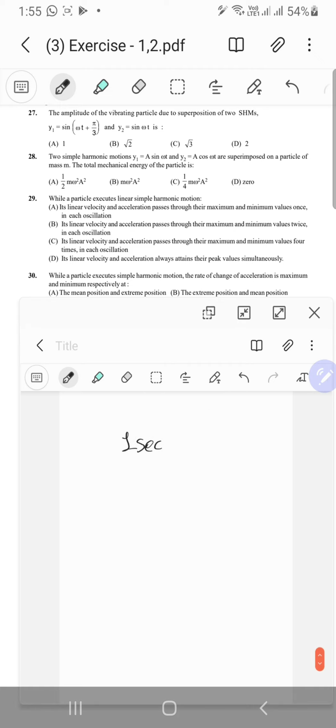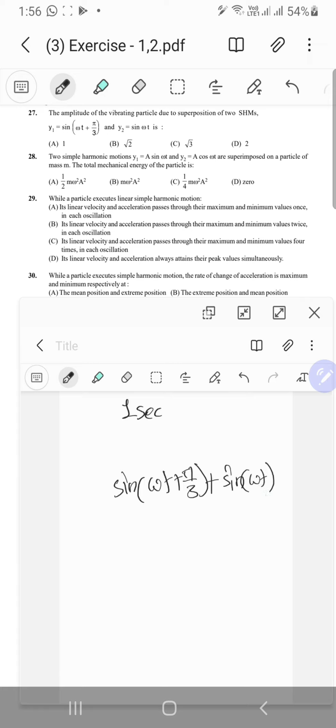The amplitude of the vibrating particle due to superposition of two SHMs. Okay. So by superposition, you mean they are just gonna add up, because obviously they cannot be equal to each other at the same time. So yeah, just gonna add them. So we just get sine of. Okay, so we want the amplitude of the vibrating particle due to the superposition of these two.